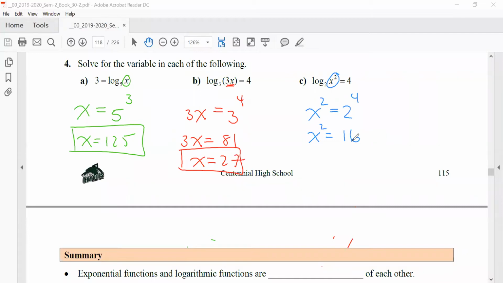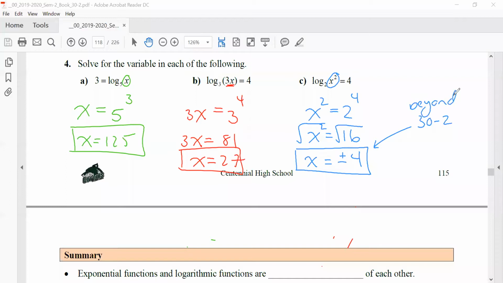I want to solve for x, so I'm going to take the square root of both sides. And I need you to remember, when I take a square root of a number, I get a positive and a negative. Okay, most of the time in 30-2, this ain't going to happen. It's probably a little beyond 30-2, right? It's more of a 30-1, but it's a good thing to remember that. When I take the square root of a number, I get a positive and a negative.